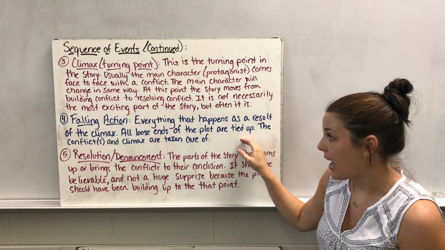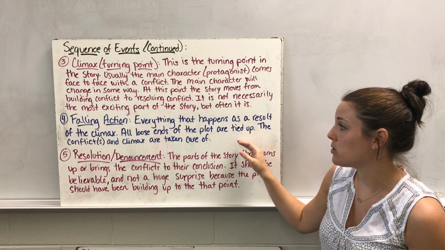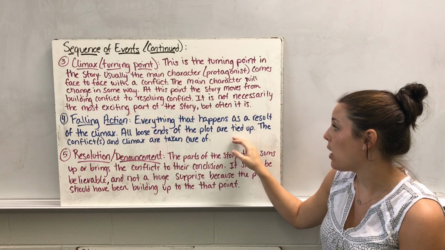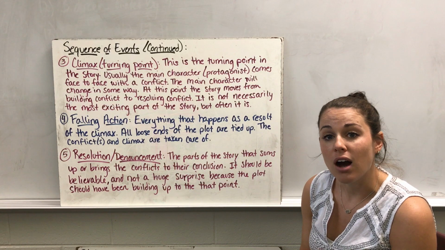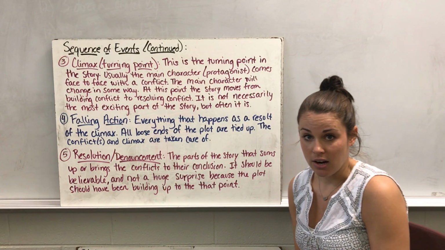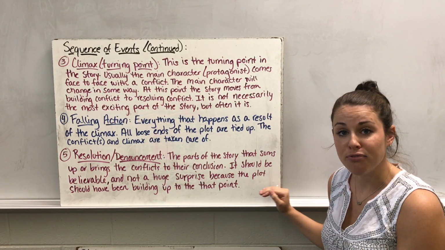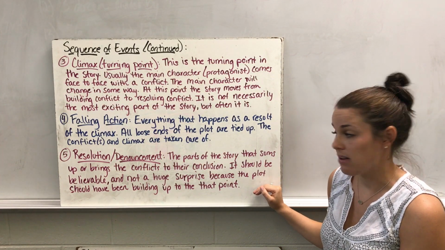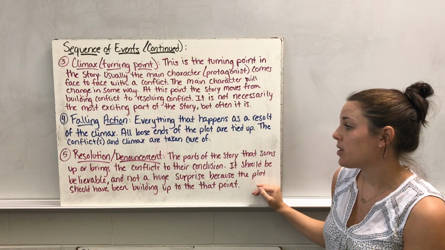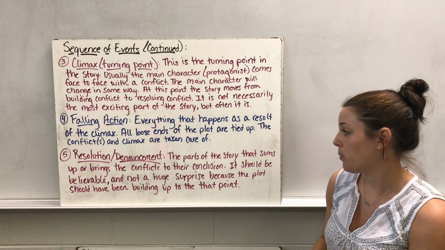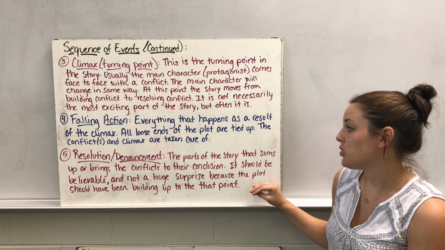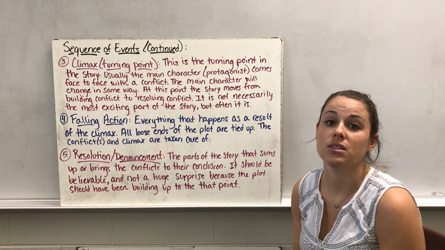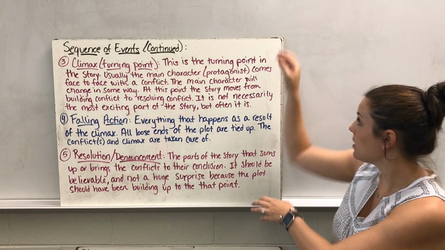Then we have the falling action. Everything that happens as a result of the climax happens in the falling action. All the loose ends of the plot are tied up, and the conflict or conflicts and the climax are taken care of. Then we have the final part of the plot, the resolution or denouement. This is the part of the story that sums up or brings the conflicts to a resolution or conclusion. It should be believable and not a huge surprise because the plot should have been building up to this point at the end of the story.